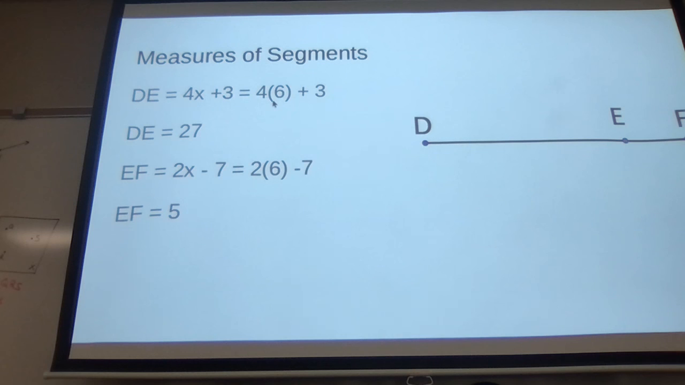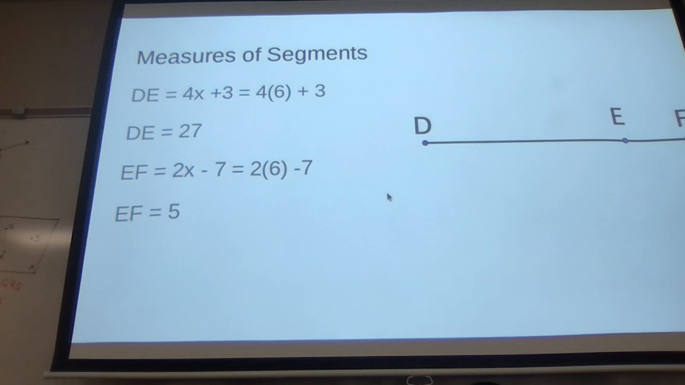So if you put 6 in there for X, 4 times 6 is 24, plus the 3 is 27. That's going to be your longer segment here, DE. The shorter segment, EF, our original problem, it was 2x minus 7. We just found X to be 6, so we put 6 in there for it. 2 times 6 is 12. 12 minus 7 gives you 5. There's the two lengths that we want, 27 and 5.